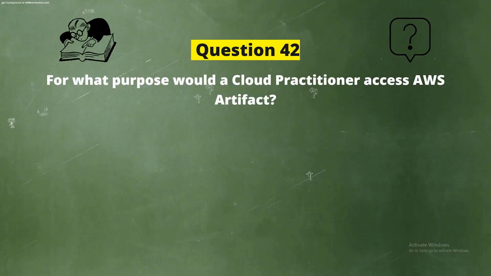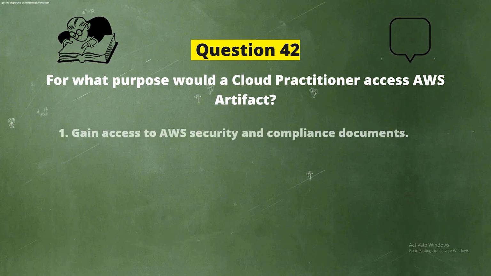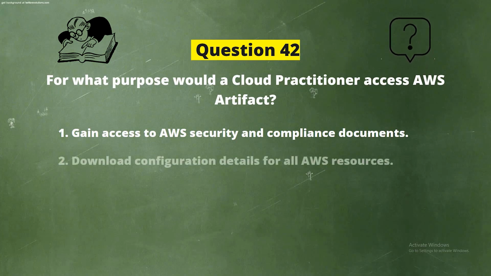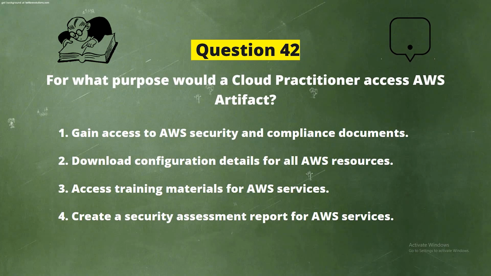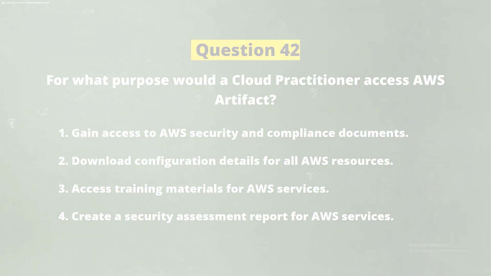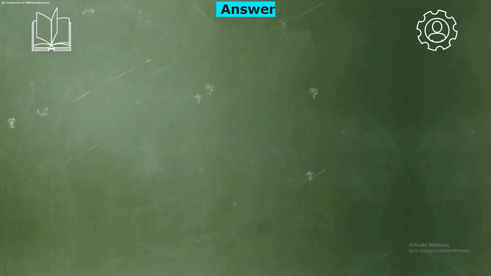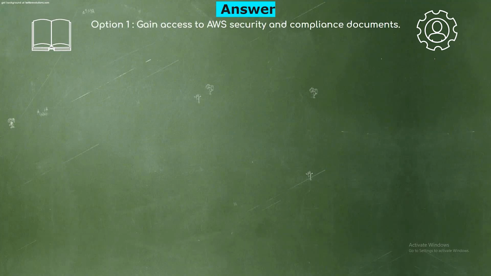Next question. For what purpose would a cloud practitioner access AWS Artifact? And the options are: Option 1. Gain access to AWS security and compliance documents. Option 2. Download configuration details for all AWS resources. Option 3. Access training materials for AWS services. Option 4. Create a security assessment report for AWS services. And the correct answer is Option 1. Gain access to AWS security and compliance documents.